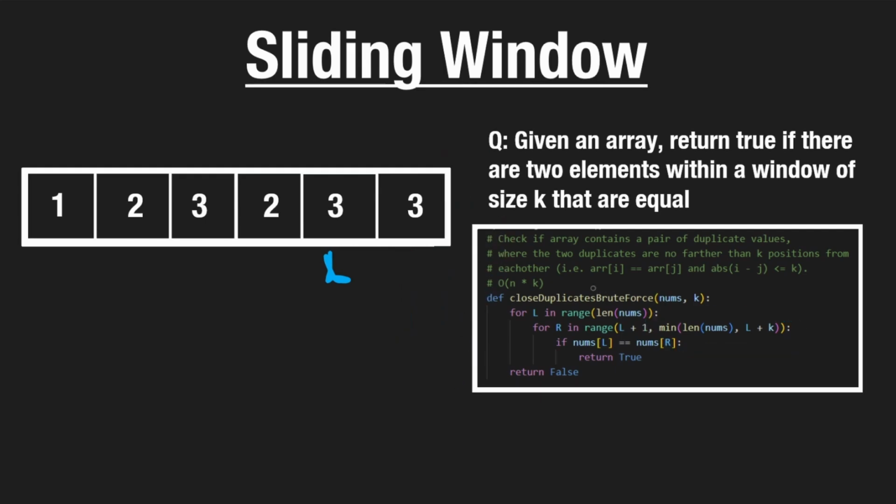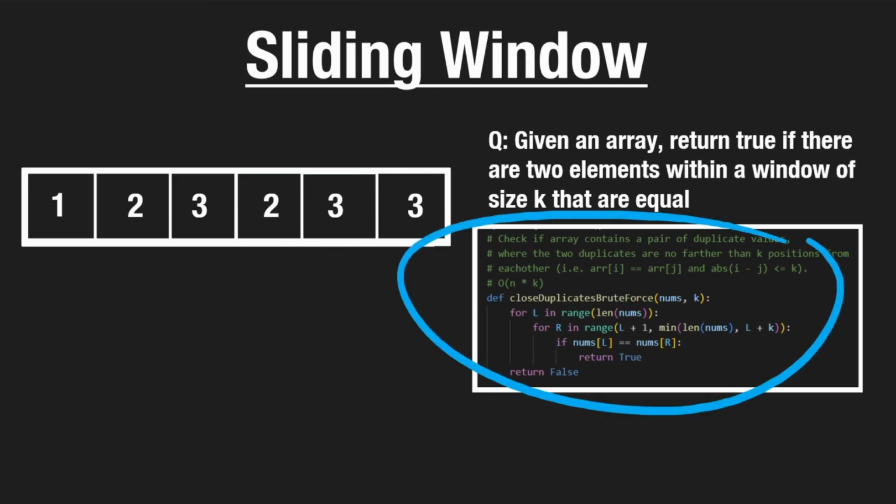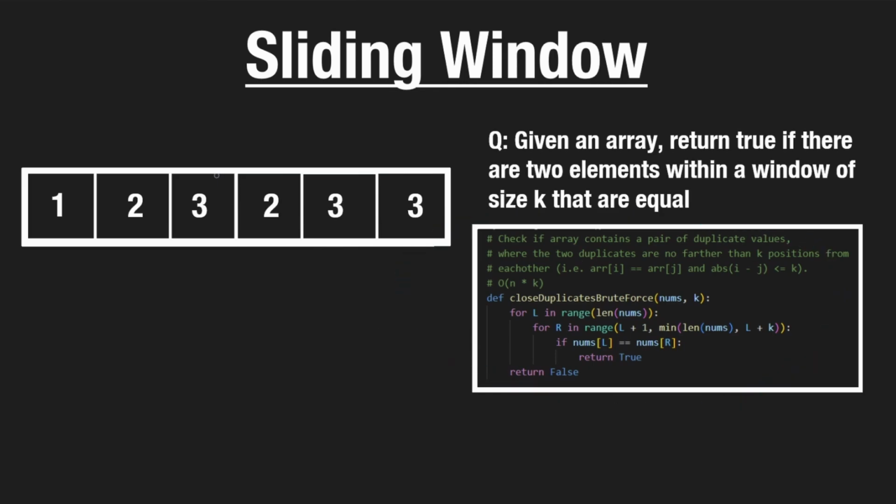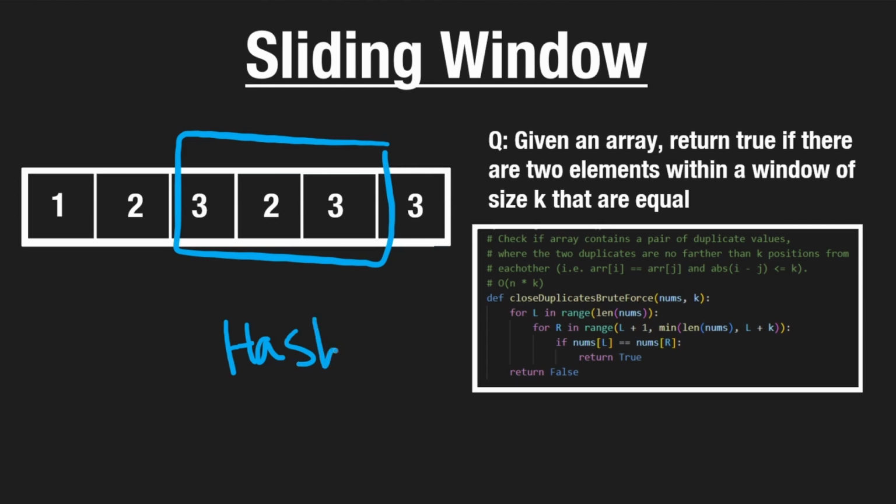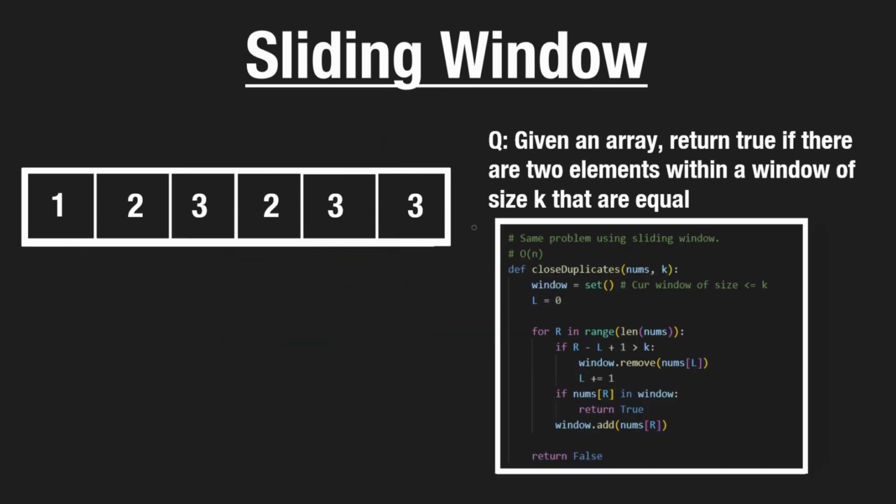But of course, it's not as efficient as we can have it. And what we're trying to do here is detect duplicates within a window. Detecting duplicates is something that can be improved with hashing. So we're actually going to use a hash set to optimize this to give us an optimized sliding window solution. And we could optimize it like this using a hash set to check for duplicates.